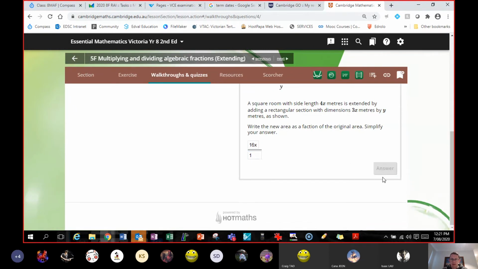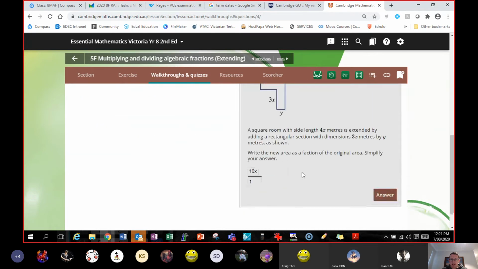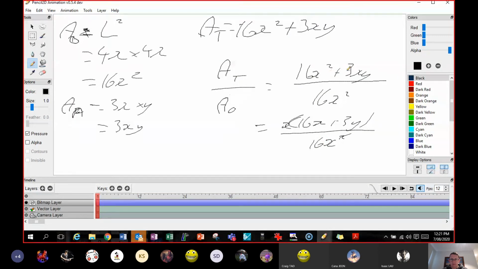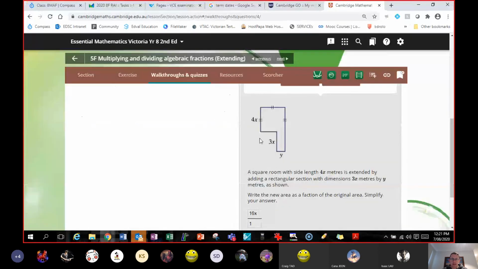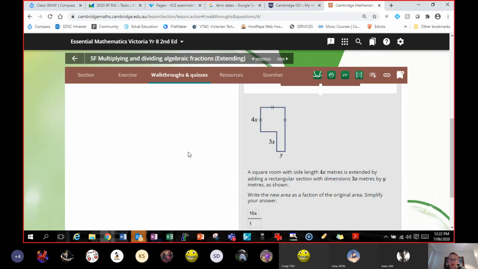I didn't get it, and that always helps us. The correct answer, 3y and 16x. So it's 3y on 16x. Okay, so what they're saying is, and I did interpret that wrong, write the new area, so just this area, as a fraction of the original. So I'd imagine the new area would be 3xy as a fraction on the original area.